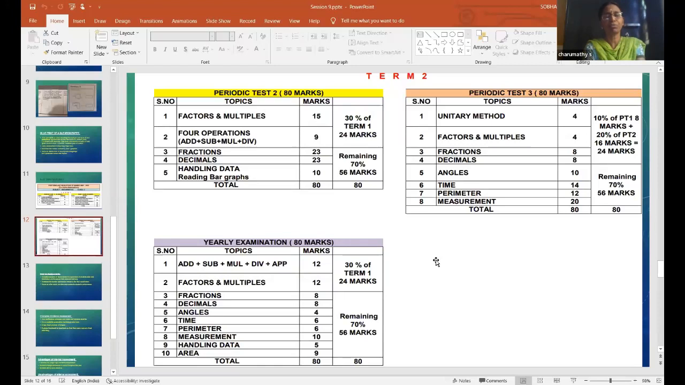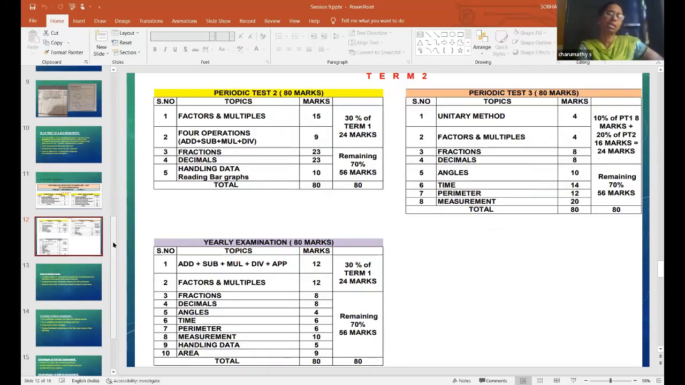All these weightages are decided based on the previous tests and the previous portions. Of course, these are subjective. Every year we can make a slight change, either 1 or 2 marks up or down. That is not a problem, but we stick to that. In periodic test 2 also, it is 30% of term 1 marks and the remaining 70%. Similarly, in periodic test 3, we split the 30% as 10% of PT1 and 20% of PT2, and the remaining 70% as usual.